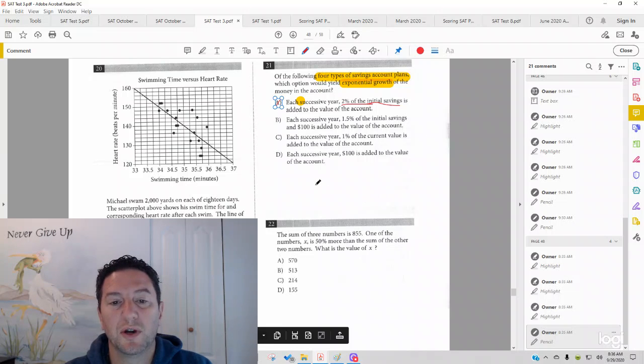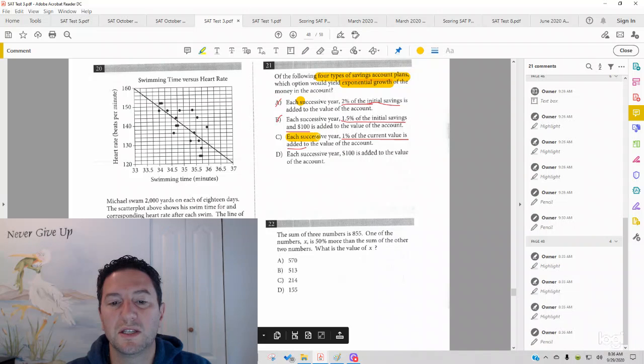get this question correct. Answer choice B, each successive year 1.5% of the initial savings and $100 is added to the value of the account. It sounds like more growth. Students tend to associate more growth with exponential growth, but not the correct answer either. Answer choice C, each successive year 1% of the current value is added to the value of the account. That looks like a good answer.